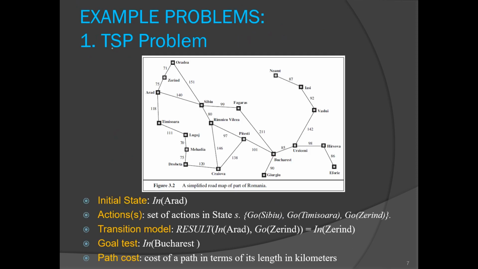We'll start with the traveling salesman problem. Now this map is of the country Romania. Our agent is located in Arad city, and his destination is Bucharest. So he wants to go from Arad city to Bucharest city.